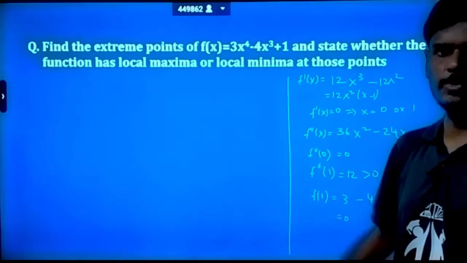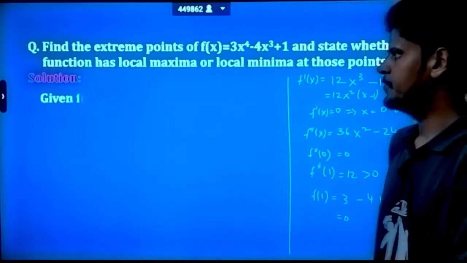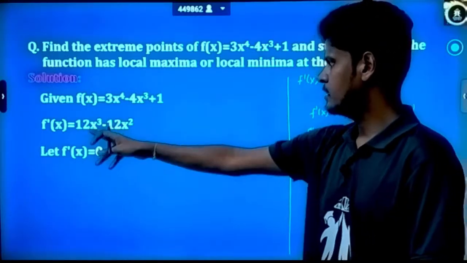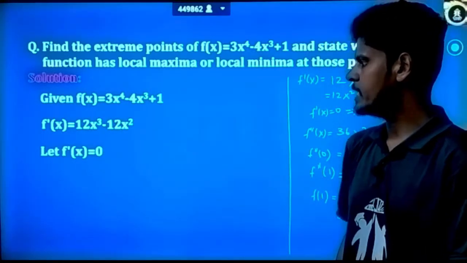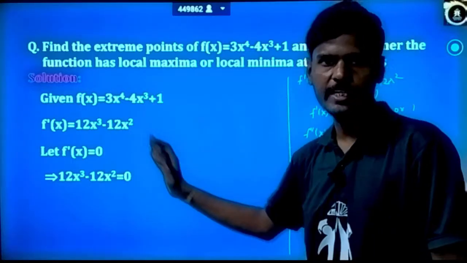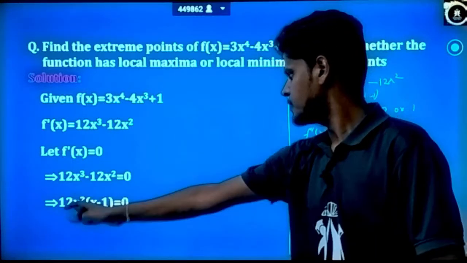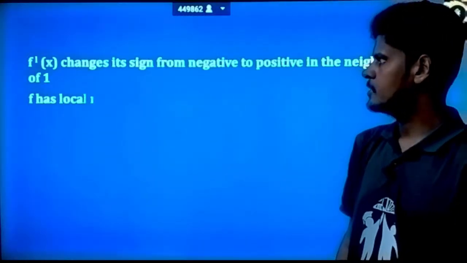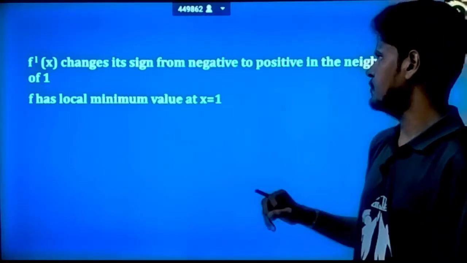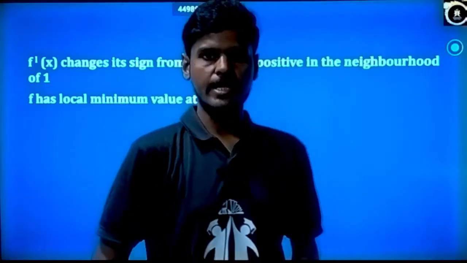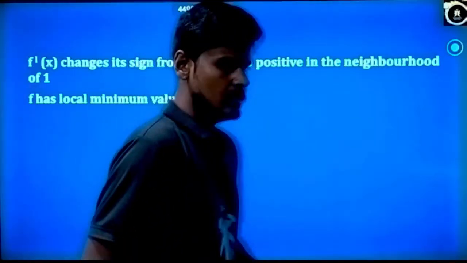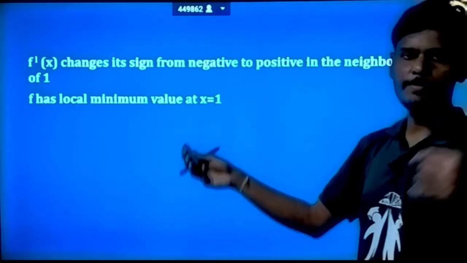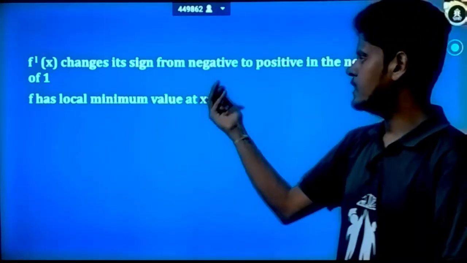Okay, now we will see the solution. Given f of x equal to this, f dash will be 12x cube minus 12x square. F dash equal to 0 to find critical points. And what are the critical points, students? 0 or 1. So x equal to 0 or 1. Next, f dash changes sign from negative to positive or positive to negative. This is the first derivative test. That means f has a minimum value because it changes its sign from negative to positive at 1.